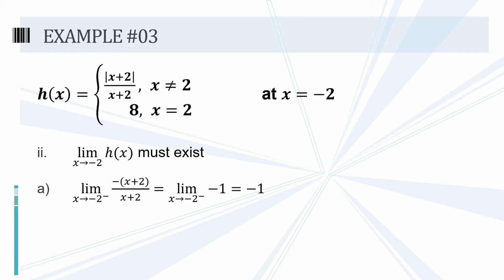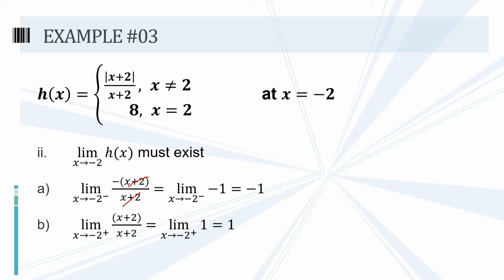We take the limit of h of x as x approaches negative 2 from the left. Okay? Since gagamitin natin 'tong part na ito, so, since from the left siya, yung negative ang gagamitin natin. Okay? Which is just equal to, kasi pwede natin tanggalin 'to, limit of negative 1 as x approaches negative 2 from the left, which is negative 1 itself.